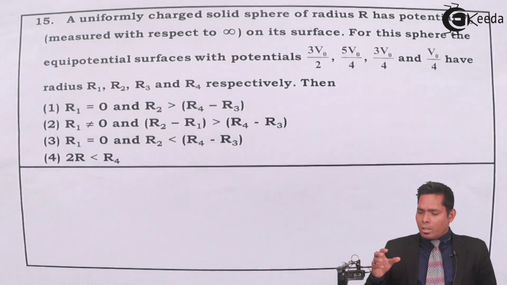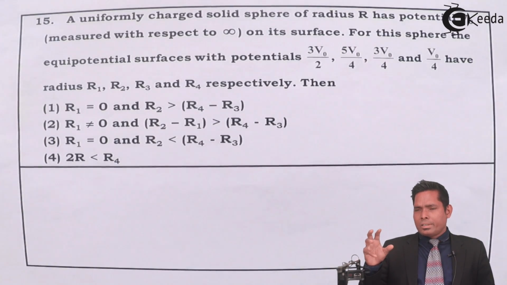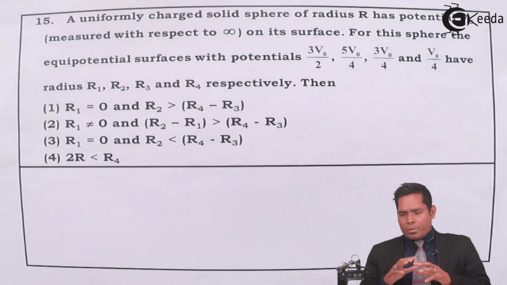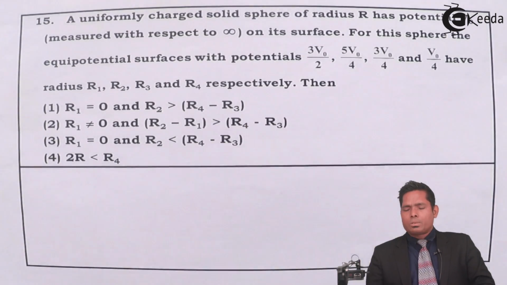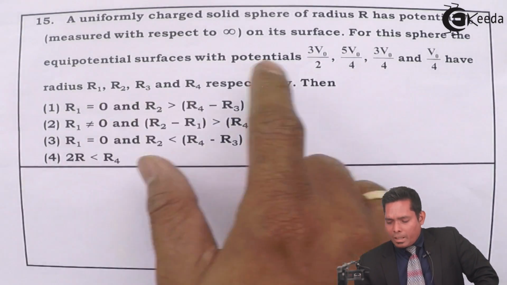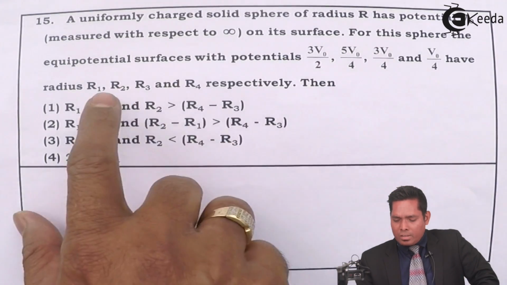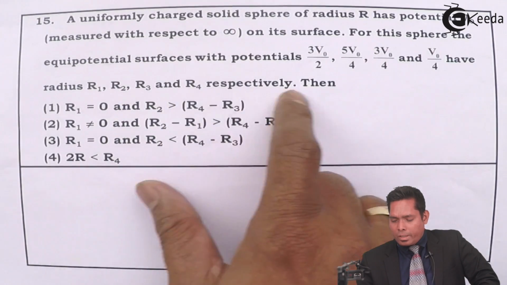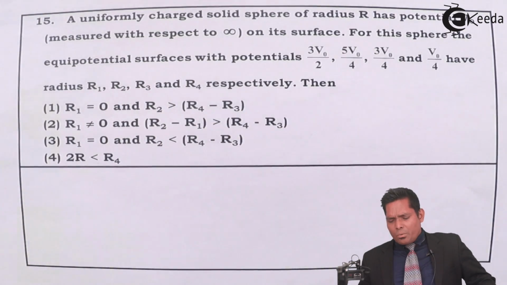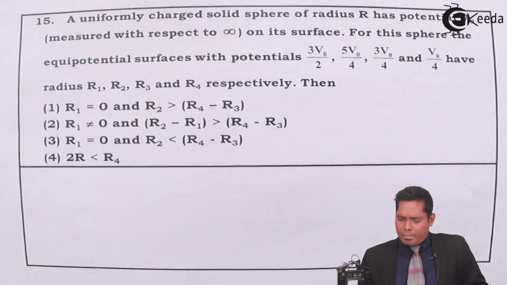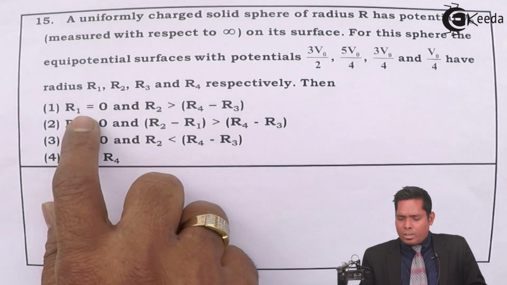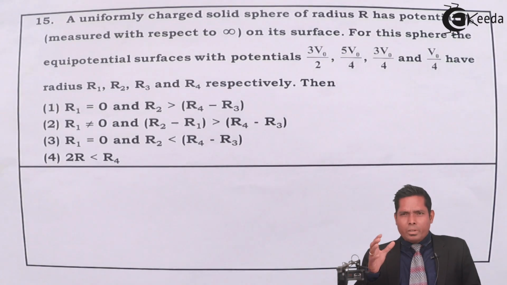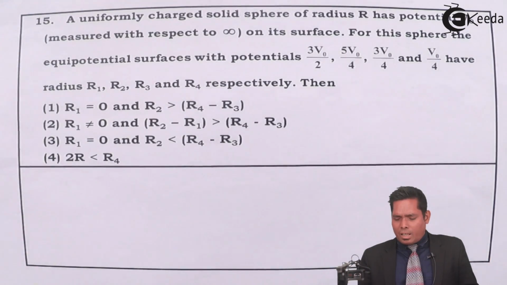So when the potential is 3V naught by 4, the radius of that equipotential surface, which will obviously be spherical, comes out to be R1. Similarly, for this potential surface, the radius is R2, and that sphere has radius R3, R4 and so on. We have to find R1, R2, R3, R4 and see which of these relations are correct.